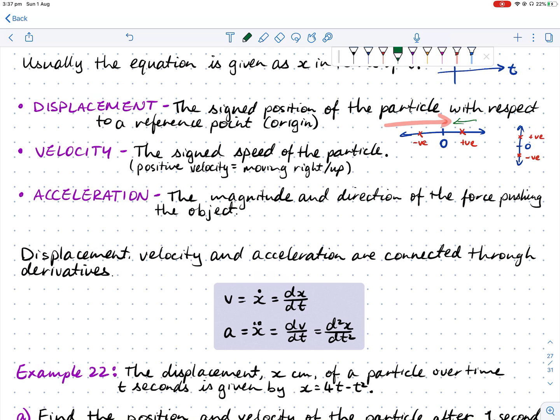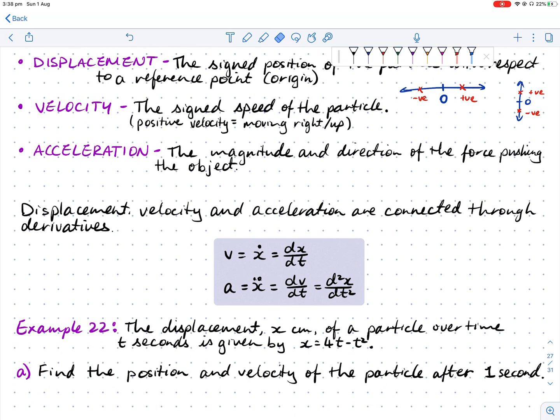Okay, so when we're looking at acceleration and velocity, they don't have to be the same direction at exactly the same time. Acceleration is talking about the force, so is it pushing you forwards or is it pushing you backwards? Velocity is the actual direction that you're actually moving.